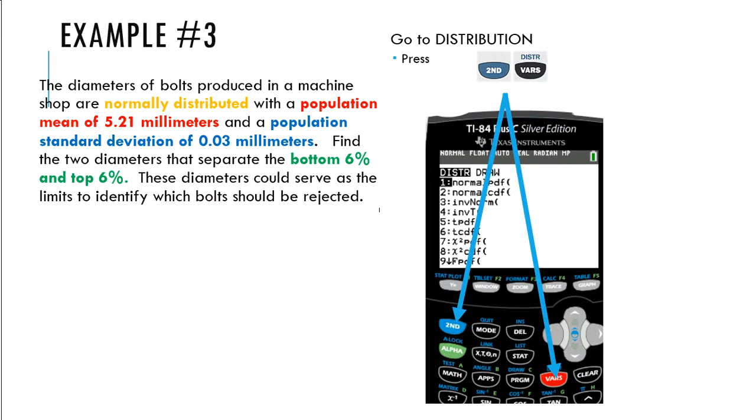Let's do another example. The diameters of bolts produced in a machine are normally distributed with a population mean of 5.2 millimeters and a population standard deviation of 0.03 millimeters. Find the two diameters that separate the bottom 6% and the top 6%. These diameters could serve as the limits to identify which bolts are rejected.